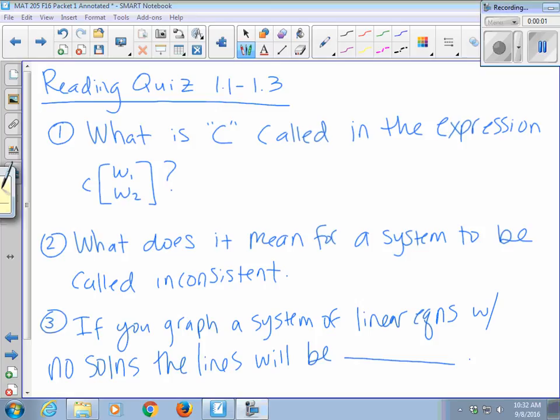The expression C times the vector W1, W2, what is that C called? A scalar multiple, or you could also call it a weight, or just a scalar, that's fine. Scalar or scalar multiple, or a weight.